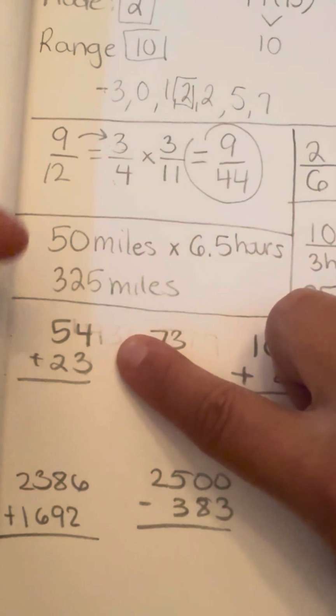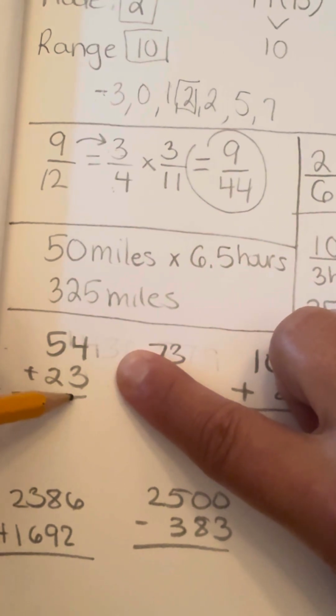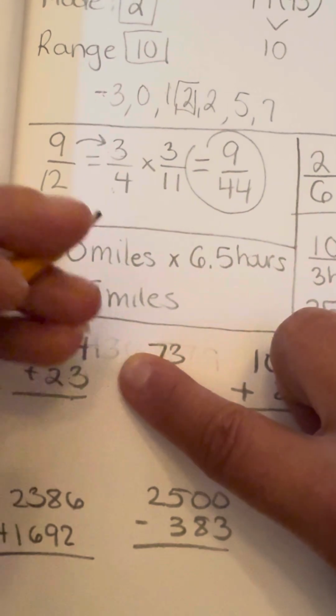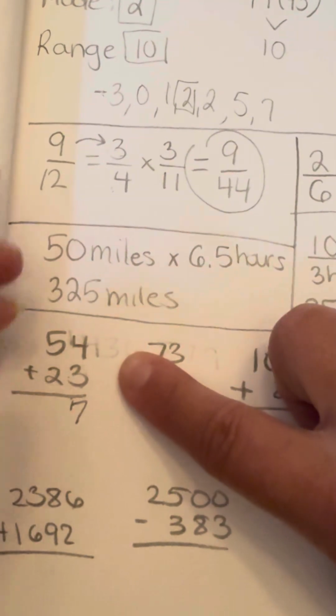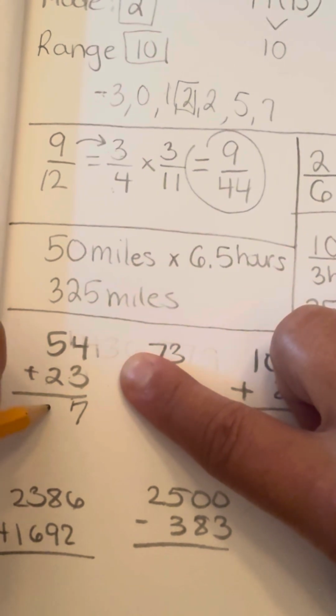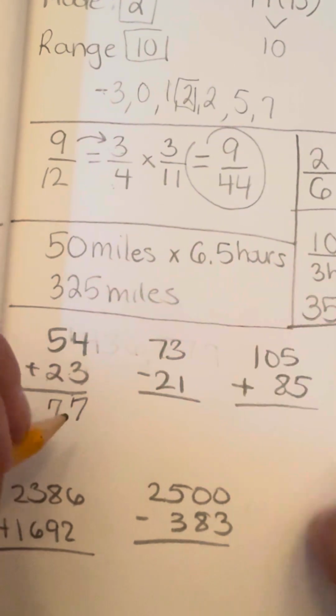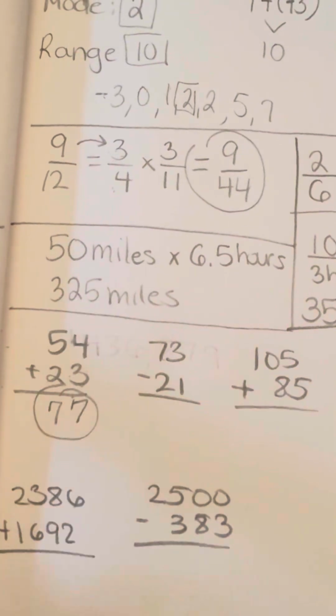So when we start, we always start at the end here. So we start with these last two numbers. So you just add 4 and 3 together and you get 7. And then we just add 5 and 2 together and you get 7 as well. So your answer for this would be 77.